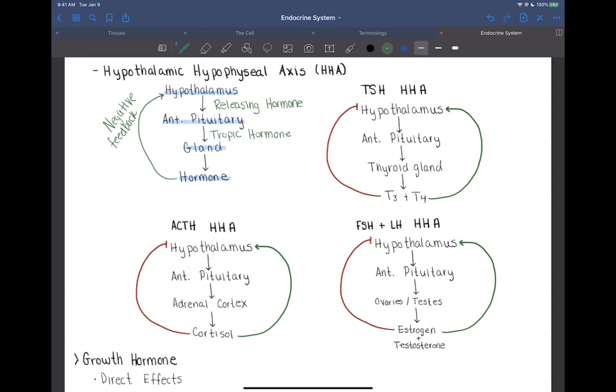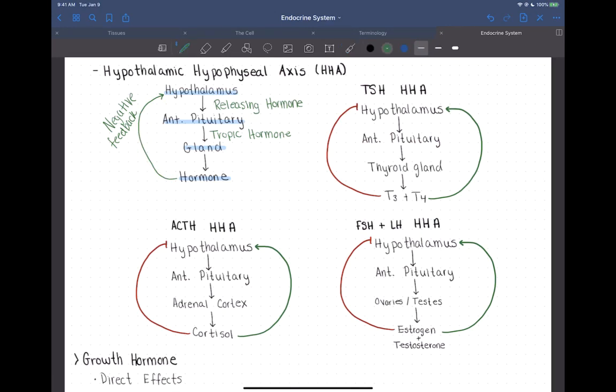All right, so when the levels of that hormone are really low, it'll feed back onto the hypothalamus saying we need more of that hormone. Or if the levels are going to be really high of that hormone, it'll feed back, and that hypothalamus can stop secreting that releasing hormone.